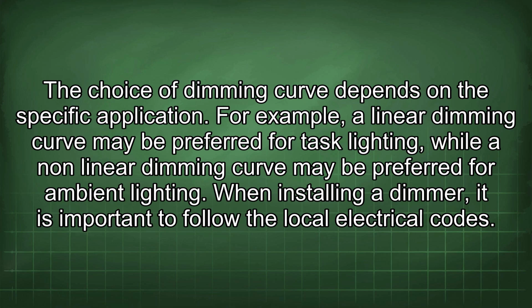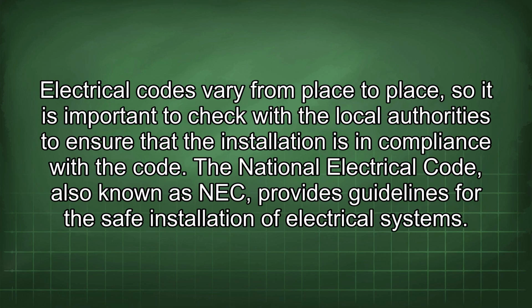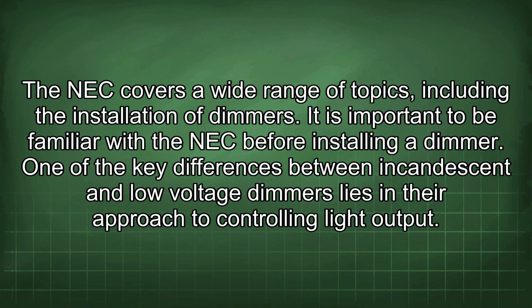When installing a dimmer, it is important to follow the local electrical codes. Electrical codes vary from place to place, so it is important to check with the local authorities to ensure that the installation is in compliance with the code. The National Electrical Code, also known as NEC, provides guidelines for the safe installation of electrical systems. The NEC covers a wide range of topics, including the installation of dimmers. It is important to be familiar with the NEC before installing a dimmer.